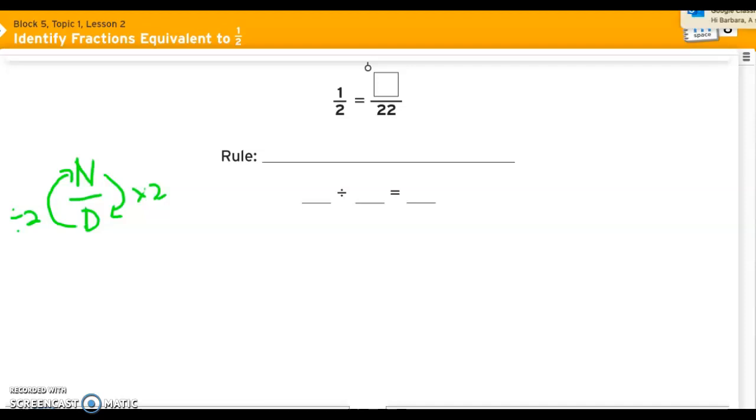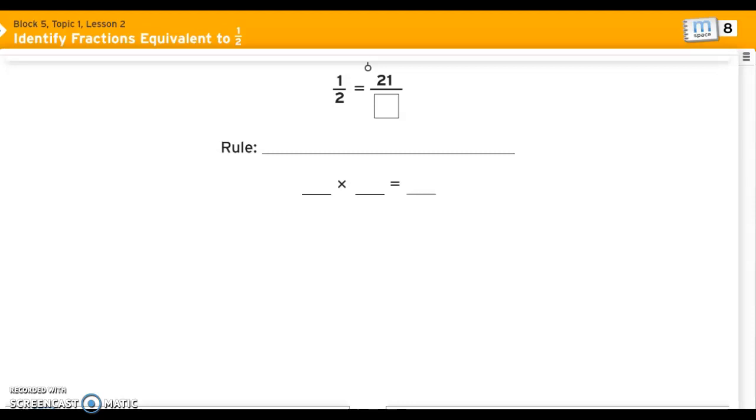The skill here isn't copying. The skill here is to really learn how to do it. So what we have here is we've got a denominator. So I'm going to start down here with the D, and we want to find a numerator. So that means that I need to take the denominator and divide it by 2 in order to get the numerator. 22 divided by 2 is 11. So 11/22 is the same thing as 1/2. These are equivalent or equal fractions.